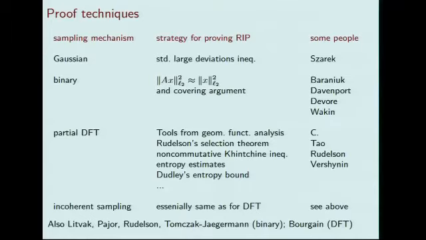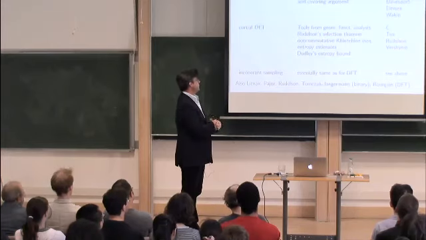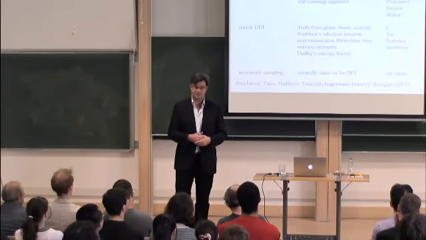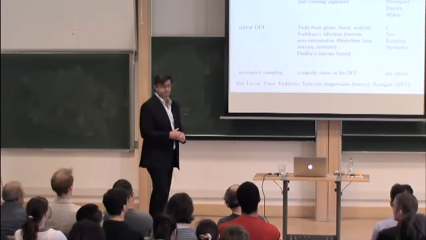DFT, the discrete Fourier transform, is a completely different business. Here you have to use lots of tools, some geometric functional analysis. You can apply Rudelson's selection theorem, but that's not sufficient. There are tools such as the non-commutative Khintchine inequality that play a big role. You're going to have to calculate entropies. You're going to have to use Dudley's method. It's a very different business.